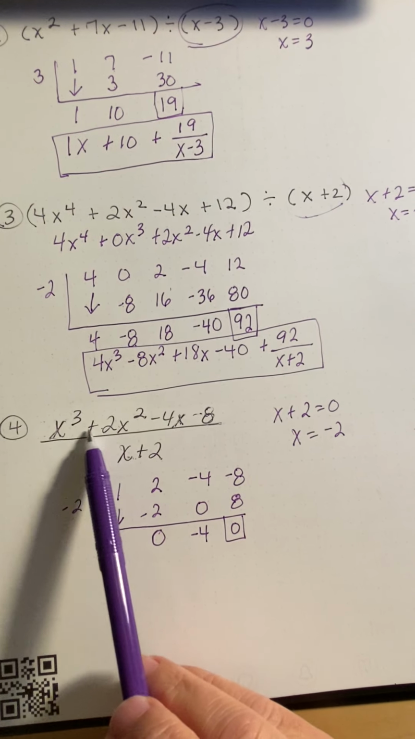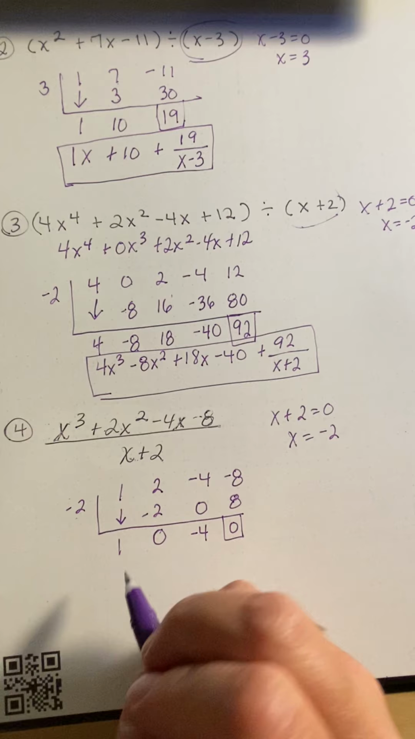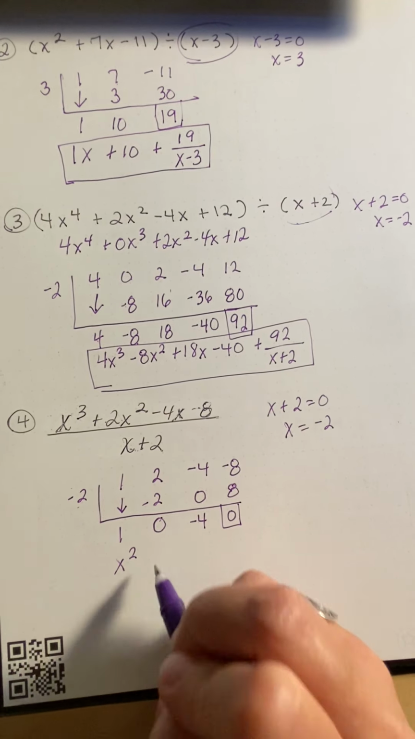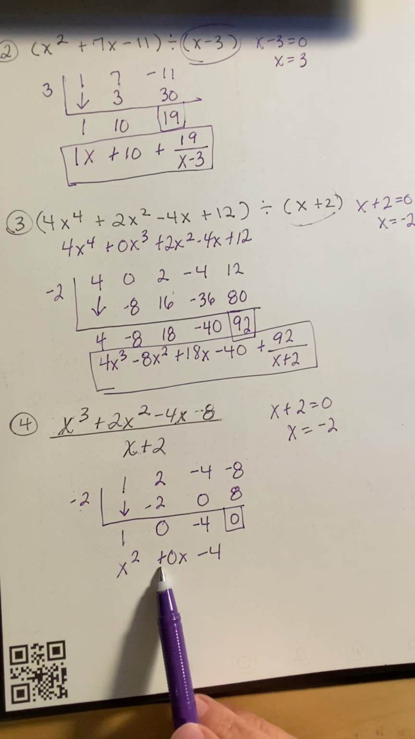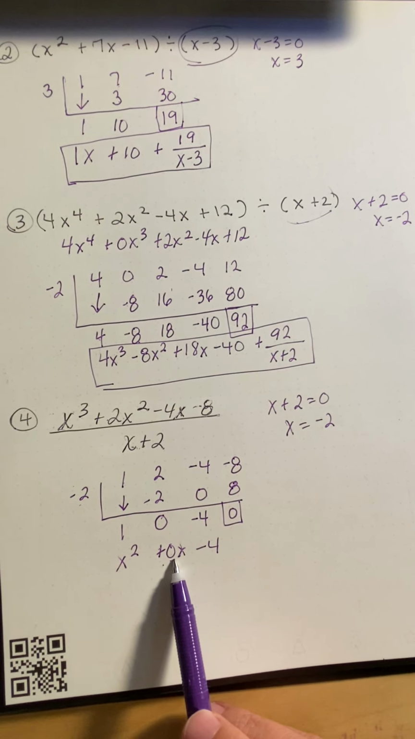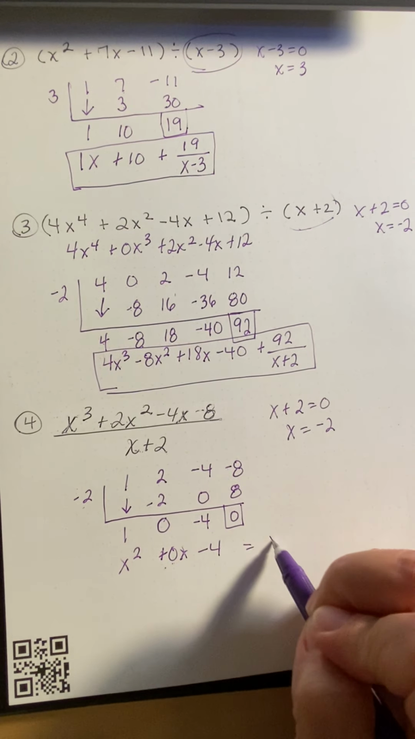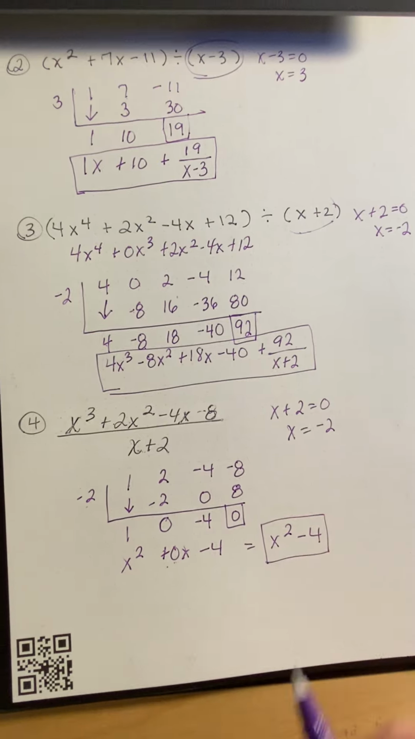As we've done before, it started out with x to the cube, so we're going to drop it down by 1, x squared. And this would be a plus 0x minus 4. Now 0 times x is 0, so there's really no point of having this right here. So your answer would just be x squared minus 4.